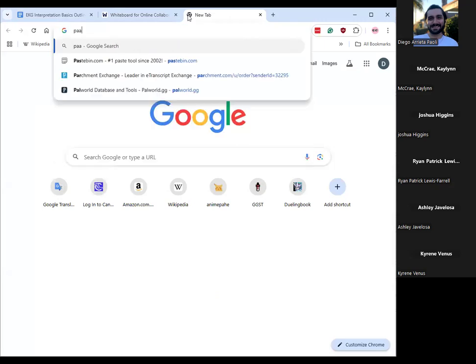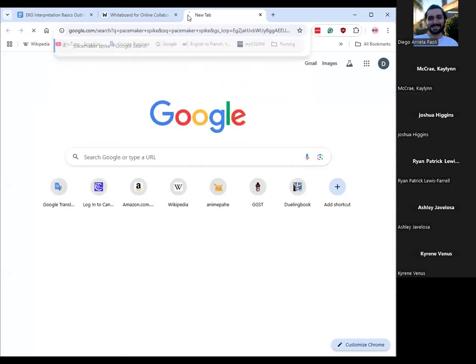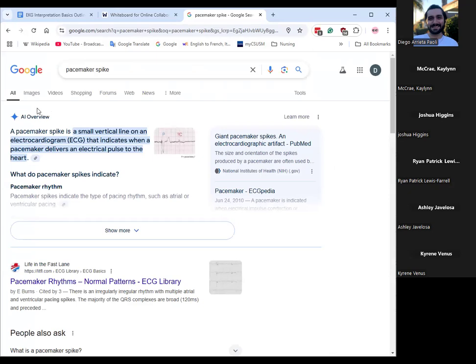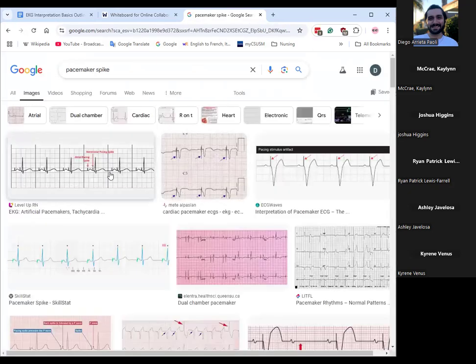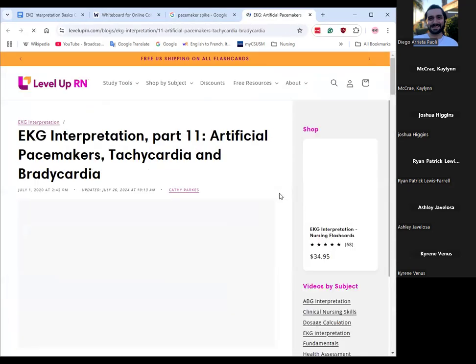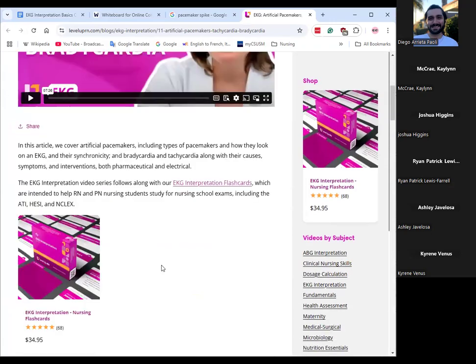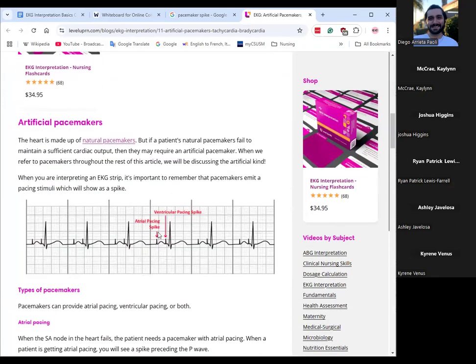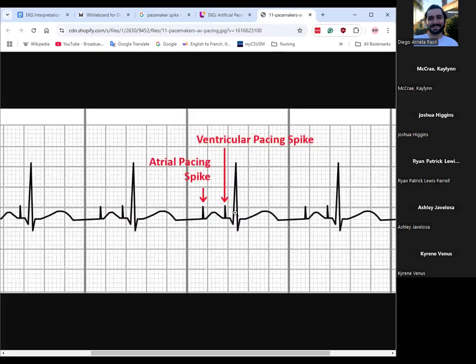Well, I believe with pacemakers, if it's ventricularly paced, then you're going to see the spike right before the QRS. If it's atrial, you'll see it before the P wave. So let's see if this picture is good. It's nice. Perfect, this one actually has both. So here you can see kind of what it looks like. It literally looks like a spike. You can see here both the atrial spike and the ventricular spike.